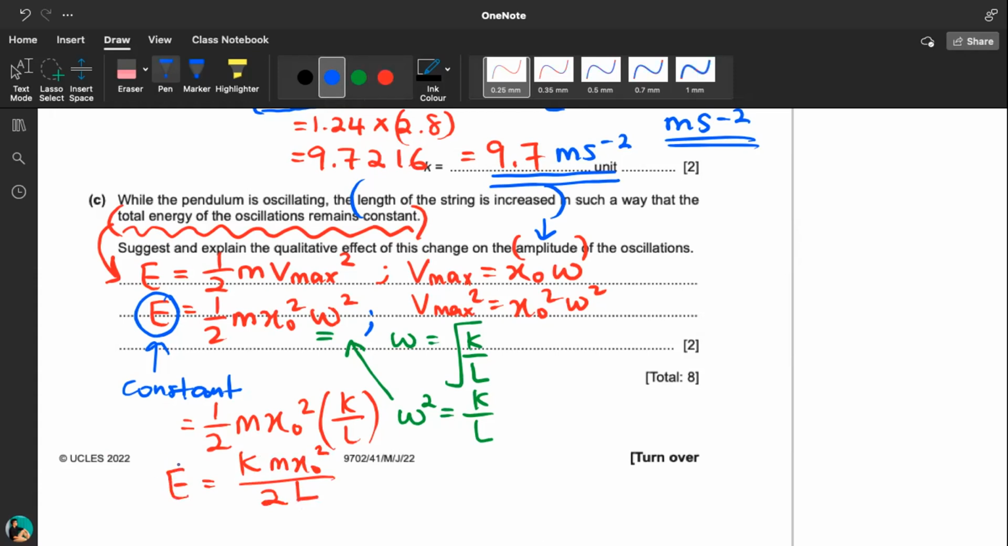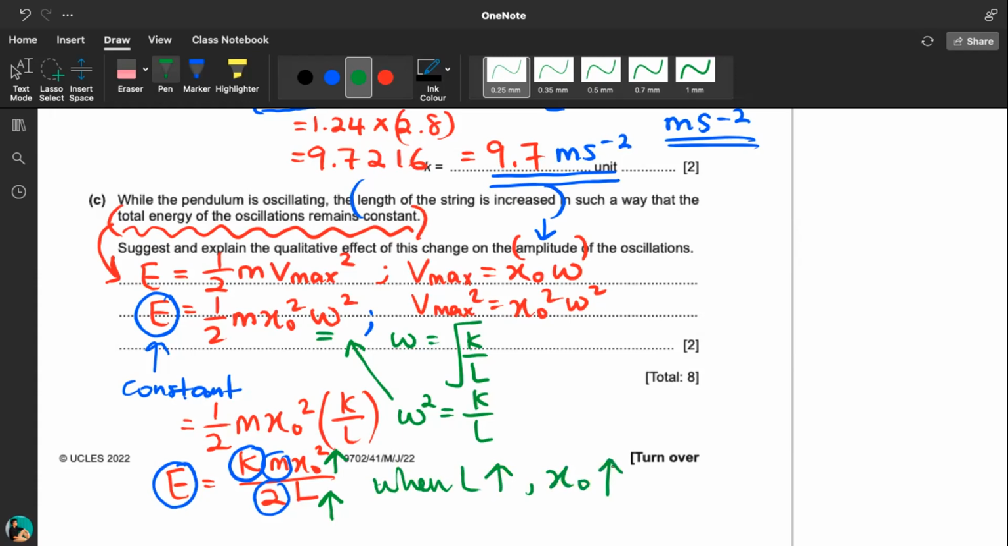Then you can relate. This is constant, this is constant, this is constant, this is constant. So when the length increases, the fraction is going to be smaller. So you want the x to increase also to make it the same. Or you just bring the L to the left-hand side and it will be directly proportional because it has an x squared here. So our answer here is when L increases, x naught, or the amplitude, will increase.